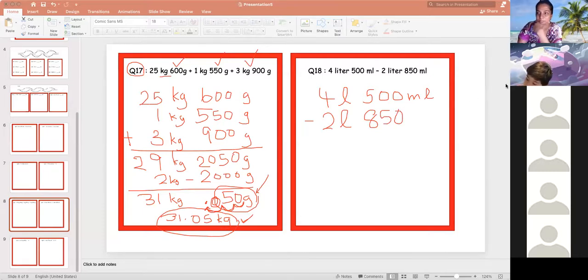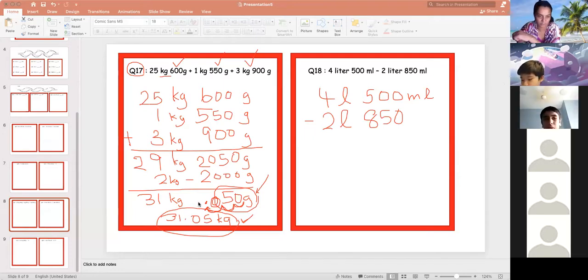Only one person gave me the answer. Okay, Lester, when you write your kilogram like that, you don't need to put the dot there. No need to put kilogram dot, 50 grams dot. You use the dot more like a decimal point. You don't have to put gram dot, kilogram dot. No need to do that. Okay, now all of you try question number 18.